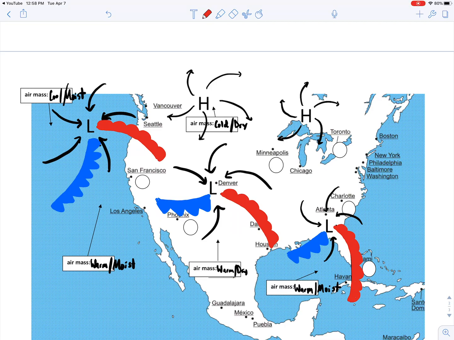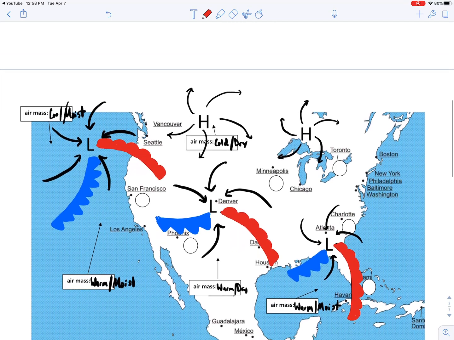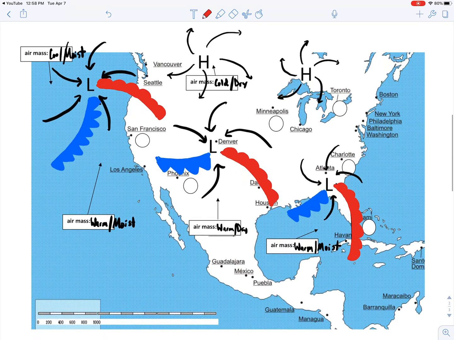And now we even have our warm and cold fronts drawn in on the map. That is what your map should look like at this point. Real good spot to pause and make sure you're all caught up.